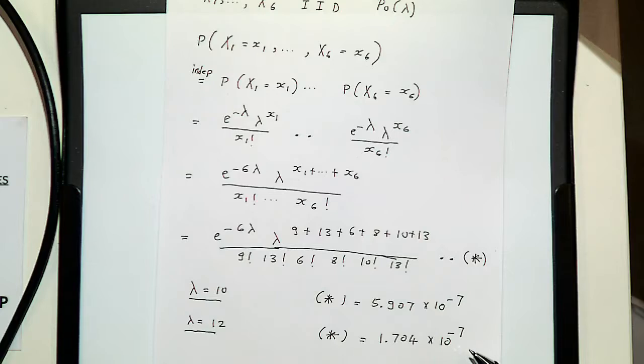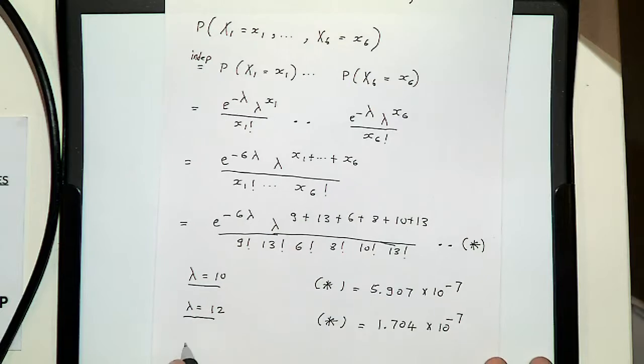So which is more likely? 10, yeah, of course. So the answer is that since this is larger than this one, lambda equal to 10 is more likely to occur.